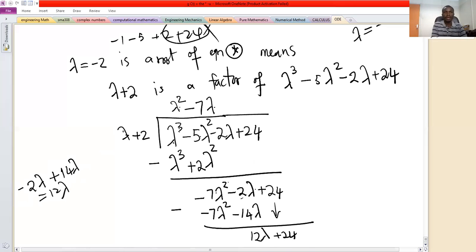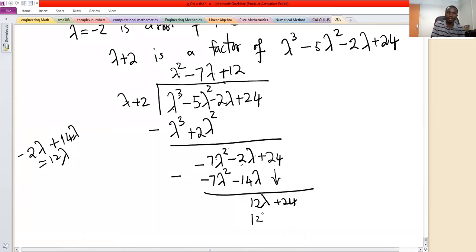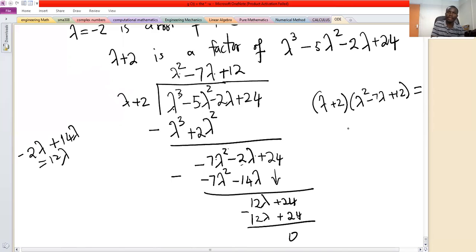Now, the number we multiply by lambda to get 12 lambda is 12. So 12 by lambda, we get 12 lambda plus 24. And if you subtract, we get 0. So that means lambda plus 2 times lambda squared minus 7 lambda plus 12. When you multiply this, you get lambda cubed minus 5 lambda squared minus 2 lambda plus 24.